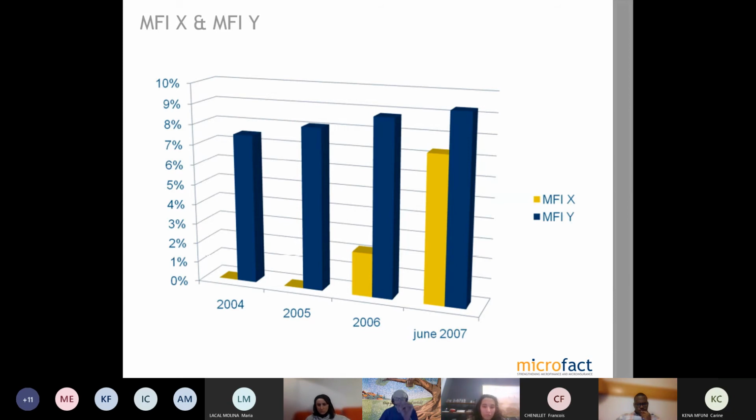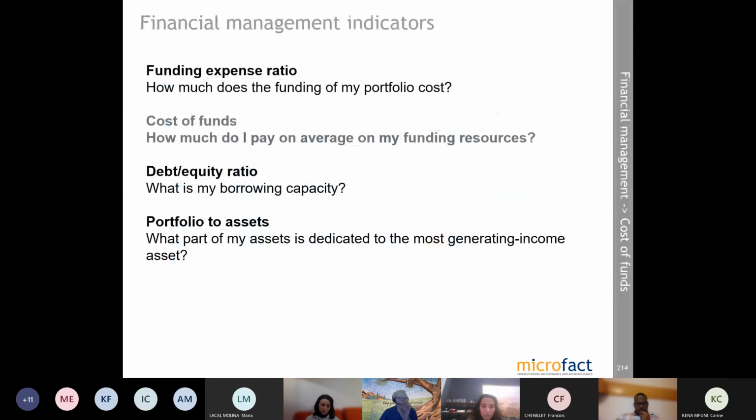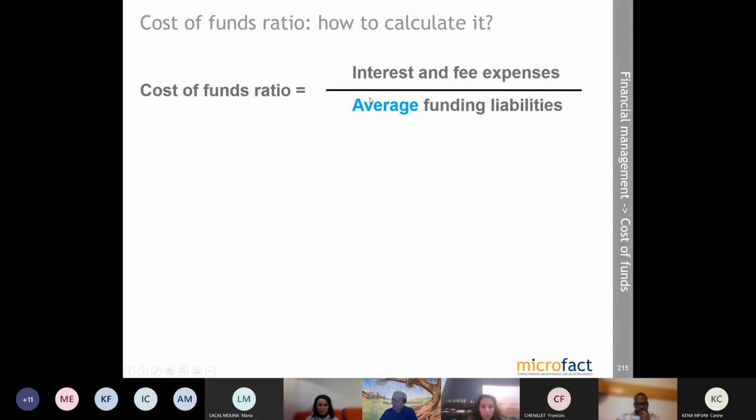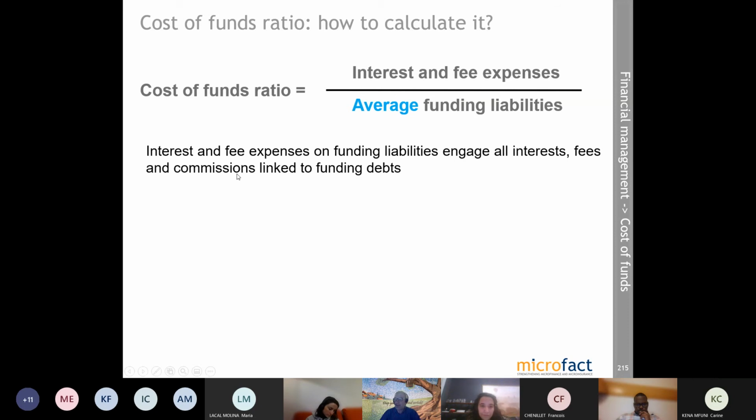So this is the funding expense ratio. And here, don't confuse it with the cost of funds, because the cost of funds is what they actually pay for the debt, for the funding. So indeed, it's the same numerator, but now we have a denominator of the average funding liabilities. So not the average gross loan portfolio, but now we take the funding liabilities. And this provides you a kind of average interest on all liabilities. That's what this indicator says.